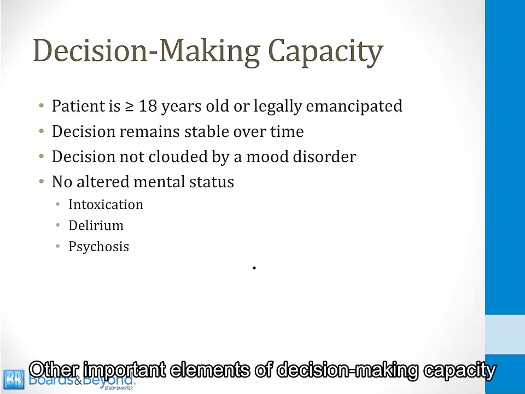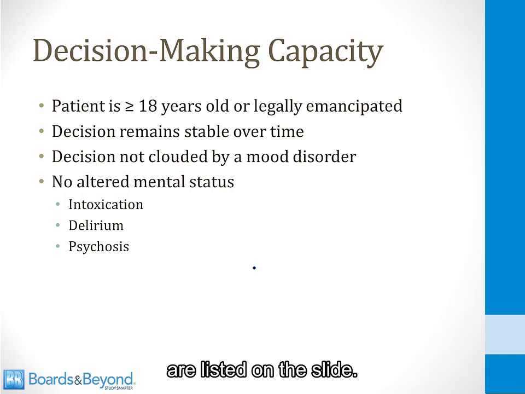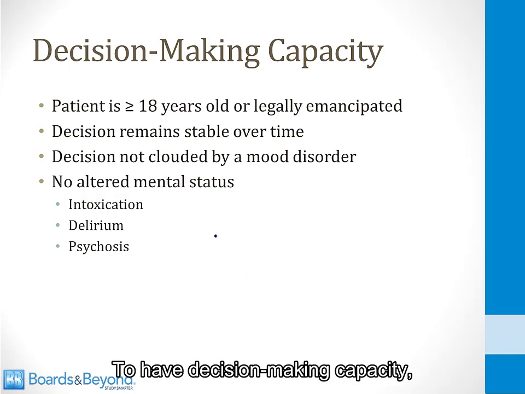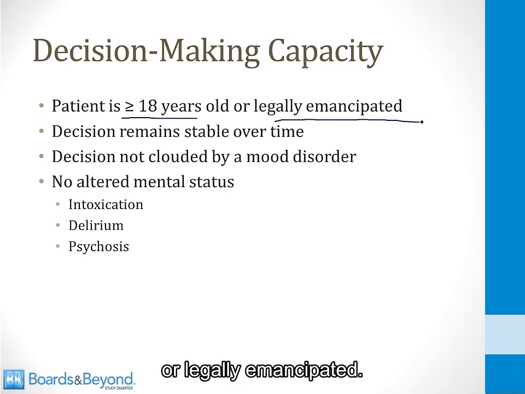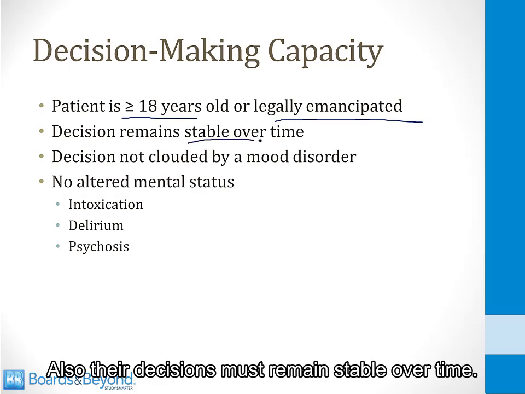Other important elements of decision-making capacity are listed on this slide. To have decision-making capacity, patients must be greater than or equal to 18 years of age or legally emancipated. And I talk about emancipated minors in the video on informed consent. Also, their decisions must remain stable over time.